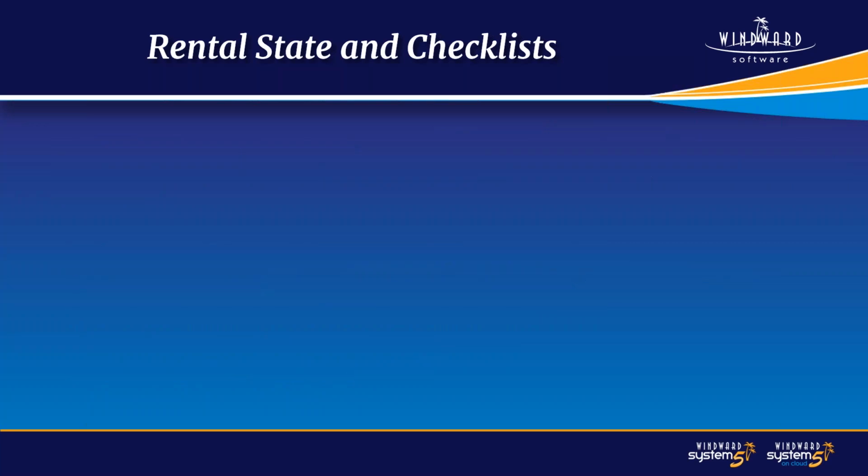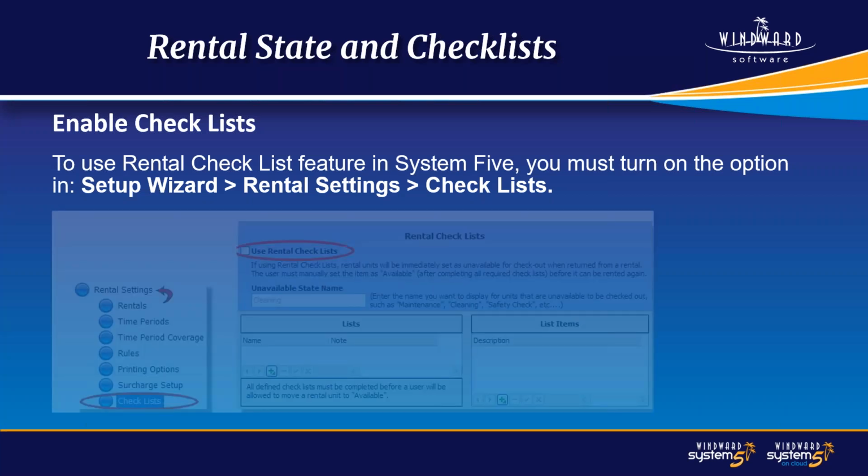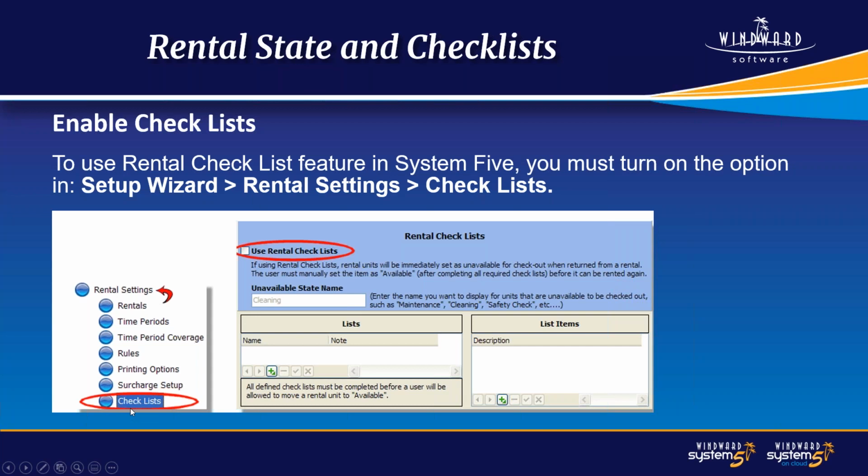So to enable the checklist, we just need to go to the setup wizard again, rental settings and checklist. From here, you have the rental settings checklist, and then we need to check the box next to use the rental checklist. And from here we can specify the name of the unavailable state. If you don't want it to be showing as unavailable, we need to type in what should be the name, like cleaning, safety checked, or maintenance. And once you have the name, we can then proceed with adding the list and the list items.